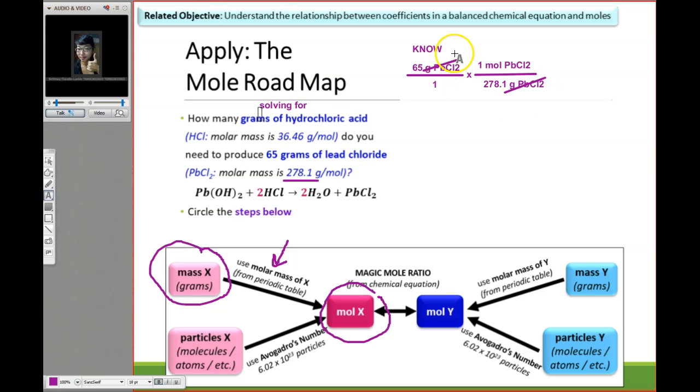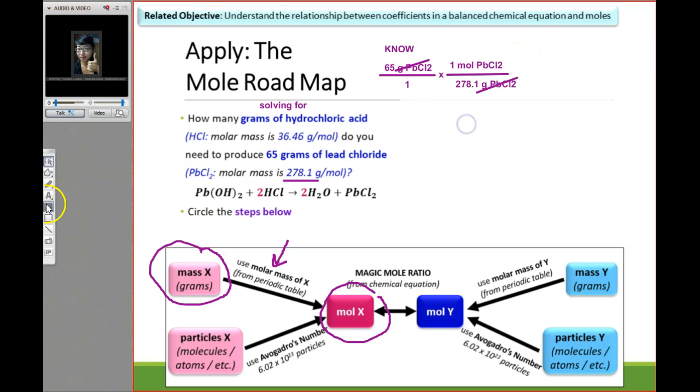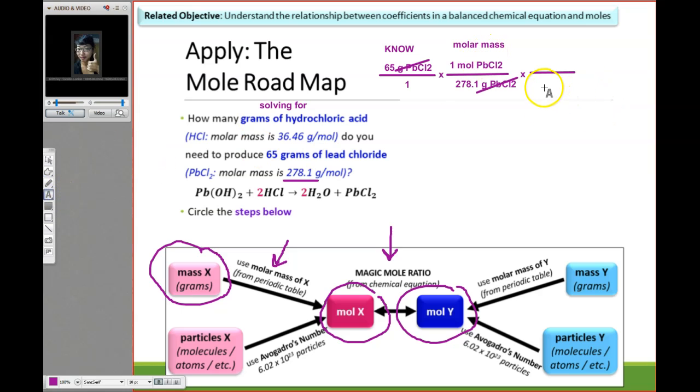Solving for grams of hydrochloric acid, and we're currently only up to moles of lead chloride. So let's go ahead and keep on moving. We need to go ahead and do another step. Remember our next step, so this was the molar mass. All right, our next step is to go ahead and use the magic mole ratio. So we need to get to hydrochloric acid, we're going to use the magic mole ratio. All right, so taking a look here, if I have moles of lead chloride on the top, obviously in the next step, it needs to go on the bottom. So moles of lead chloride on the bottom.